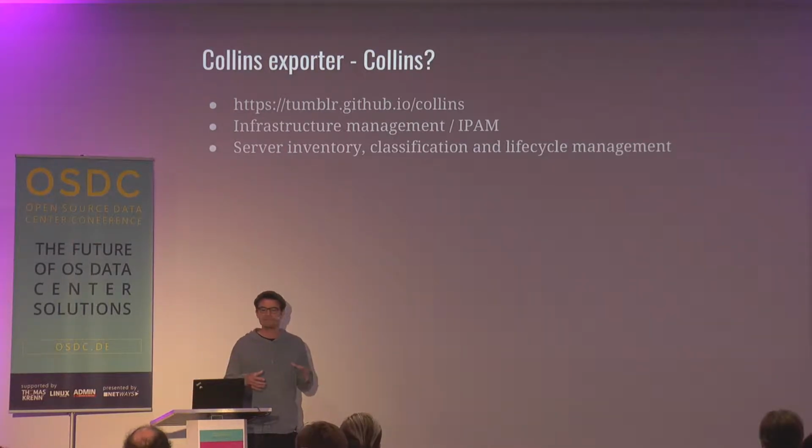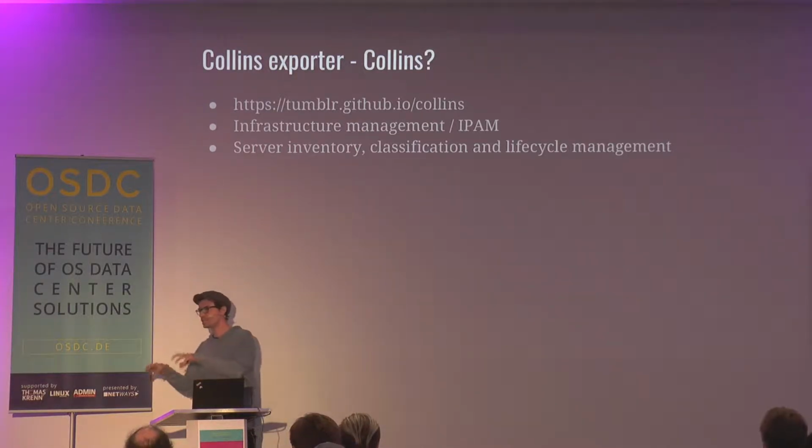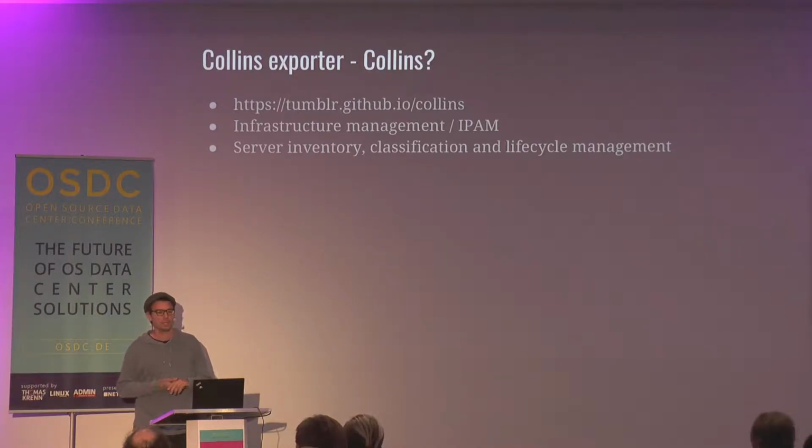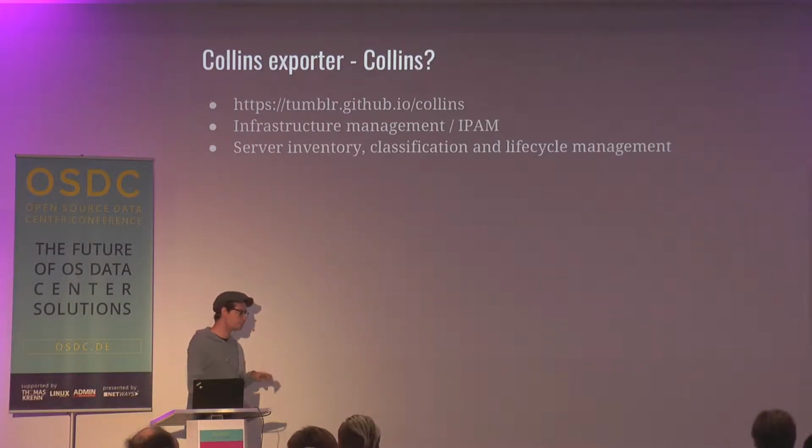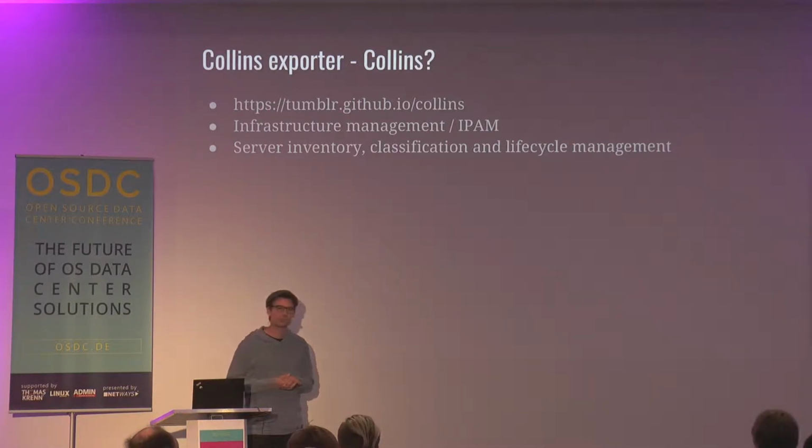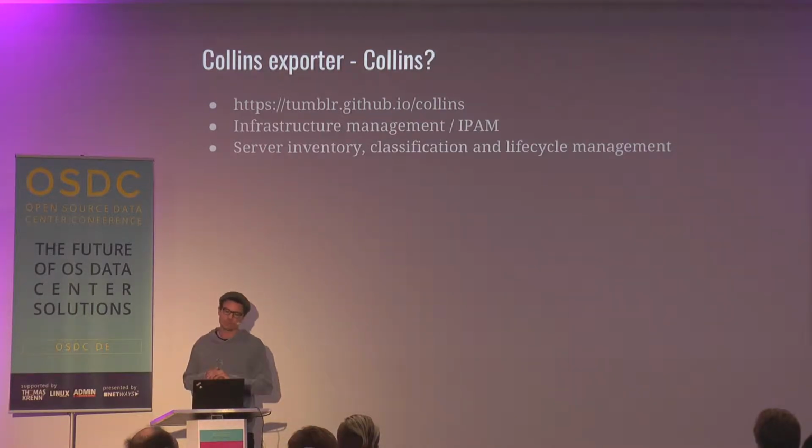And what it gives you is kind of a server inventory and classification system. For example, you can say this server is an application server, this server is a database server, and you get a basic kind of lifecycle management. So for example, the server is being used, the server is not being used right now, this server is broken and in maintenance. So that's what you get from Collins.